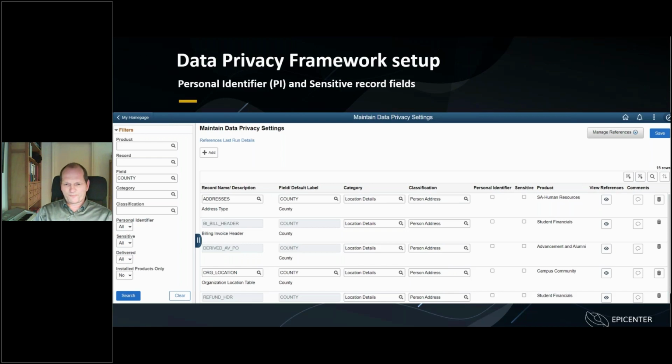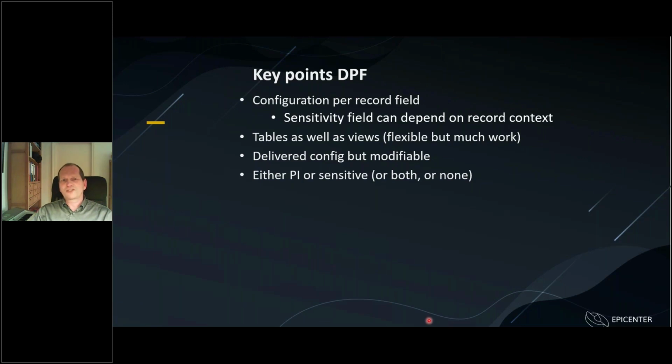So this is the page where you can actually check the boxes personal identifier or sensitive, and you can say, well, these record fields are personal identifiers or they are sensitive. Now, the key point of this framework is that the configuration is done per record field and not per field. And that makes sense because the sensitivity of a field can depend on the record context. In one record, it can be sensitive. In another record, it can be completely public information.